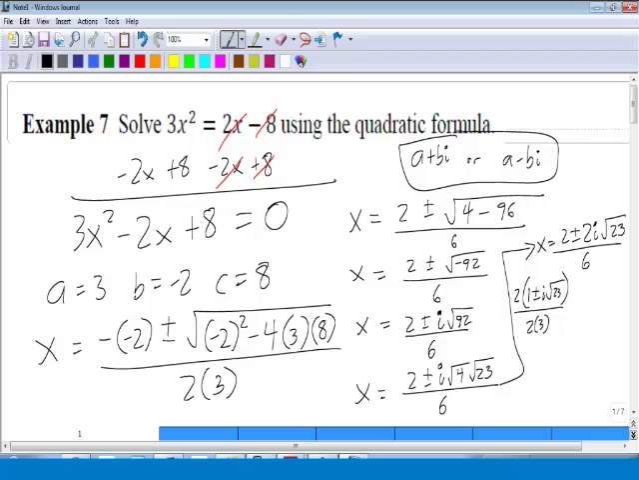Option 2. We're ultimately going to want to write both these solutions, the one with the plus and the one with the minus, in the form a plus bi, a minus bi. So let's go ahead and write this single fraction as two separate fractions. Let's write it as 2 over 6 plus or minus 2i times the square root of 23, just barely on the screen there. Did it make that screen? Oh yeah, same way. Let's see, that one, over 6.